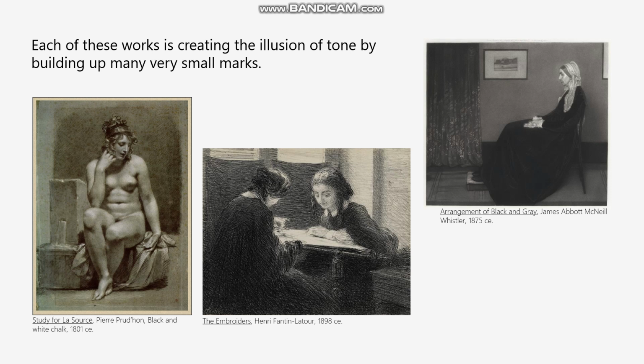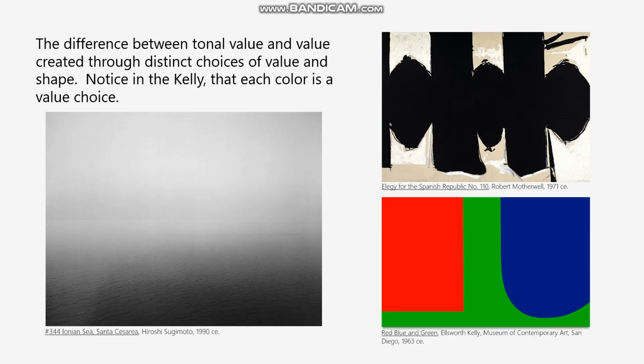Okay, welcome back to the lecture on value. This is Unit 6, and we're talking about one of the design issues for this unit, which is value and value contrast. When we last left off, we were talking about tone and how the impression or the illusion of tone is often actually still created by repetition of marks.